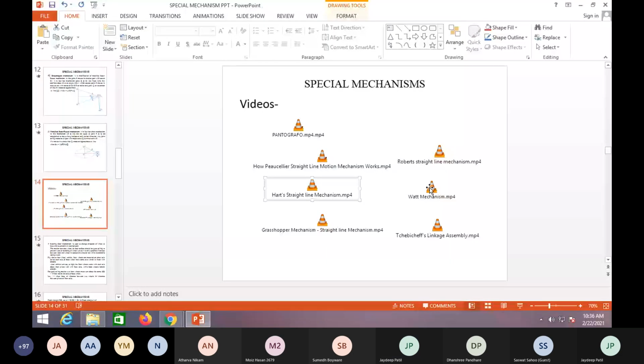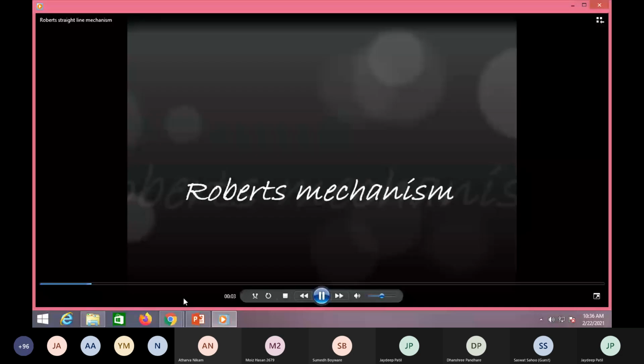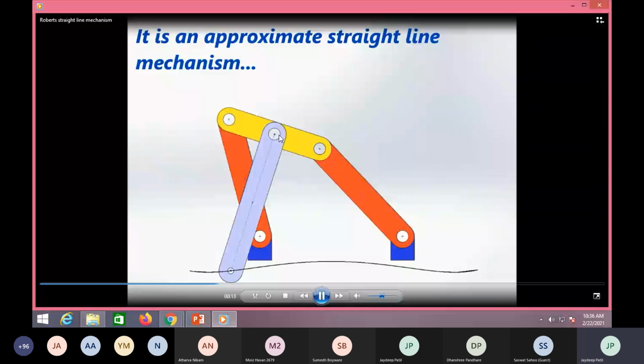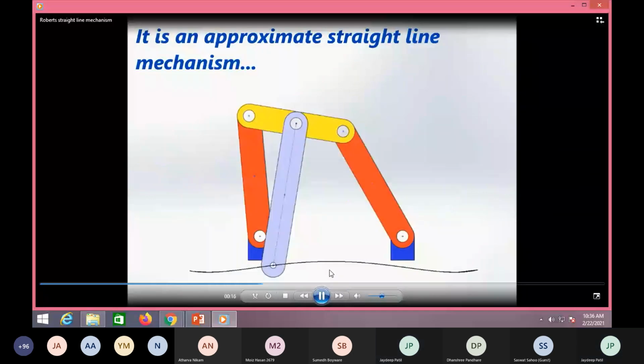Now next is Robert mechanism. Here, now this bar is rigidly attached to this AB. Okay, horizontally at the midpoint, and it traces an approximate straight line. Here, it is not an exact straight line. Robert's mechanism.